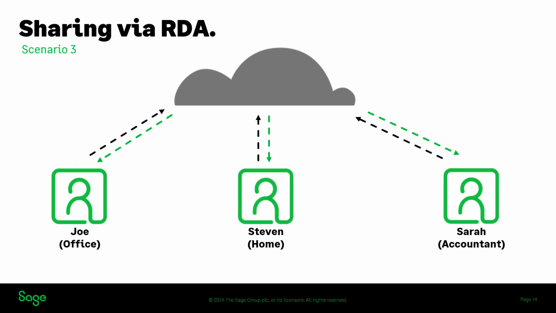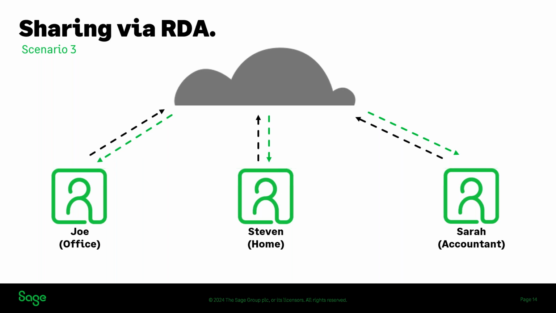Scenario 3. So scenario 3, we've got now 3 users. So you might have one person in the office. So again, we've got Joe in the office. We've got one person at home. So I've got Stephen at home. And then another in a different location. So again, we've got Sarah, the accountant, has come back in. So each person in this situation is classed as a remote site.